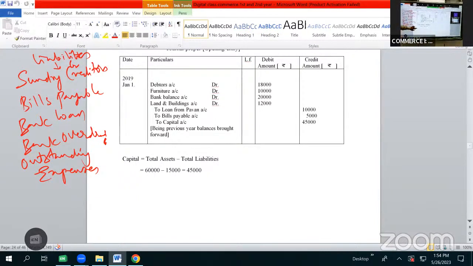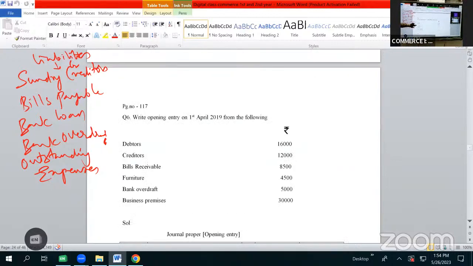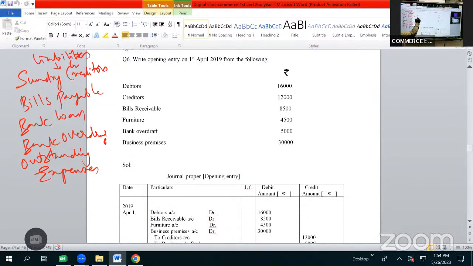Coming to the last problem for the topic. Page number 117, question number 6. Write opening entry on 1st April 2019 from the following. Here we have some assets and liabilities. What are the 5 names that we need to remember? Sundry creditors, bills payable, bank loan, bank overdraft, outstanding expenses.